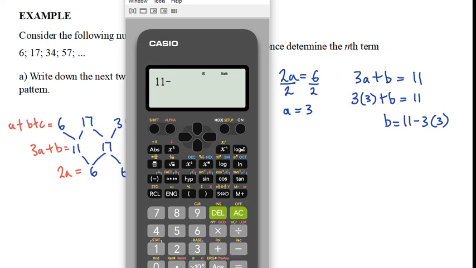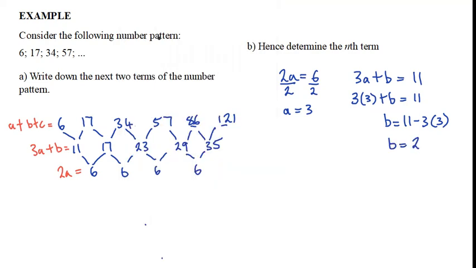So 11 minus 3 by 3. Okay, so that means B is equal to 2. Okay, now the first level there, we can see that A plus B plus C should give us 6.